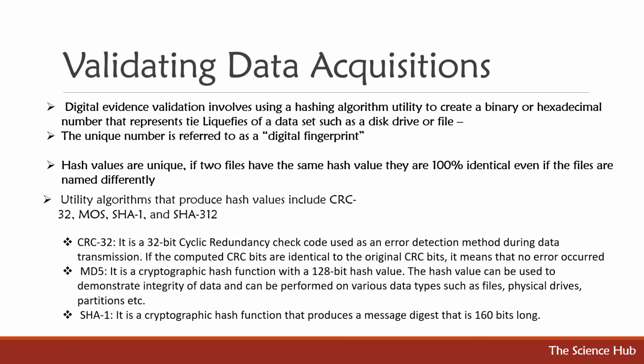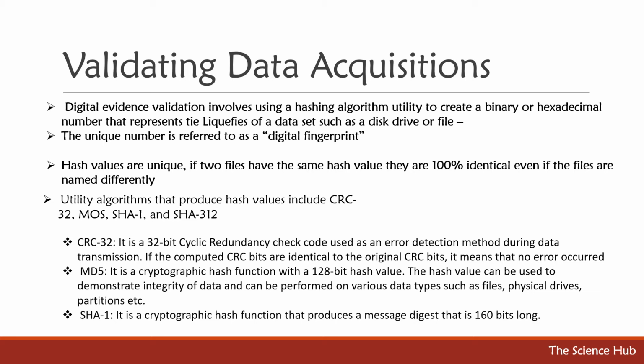Data acquisition. Digital evidence validation involves using a hashing algorithm utility to create a binary or hexadecimal number that represents the uniqueness of a data set such as a disk drive or file. The unique number is referred to as a digital fingerprint. Hash values are unique. If two files have the same hash value, they are 100% identical, even if the files are named differently. Utility algorithms that produce hash values include CRC32, MD5, SHA-1, and SHA-512.